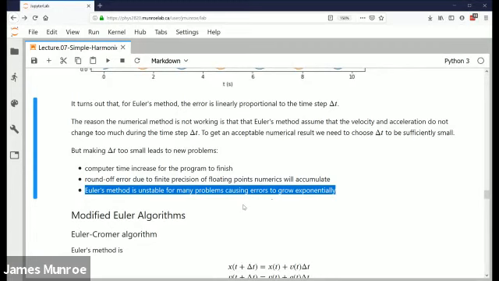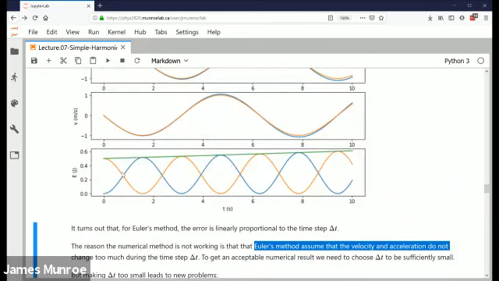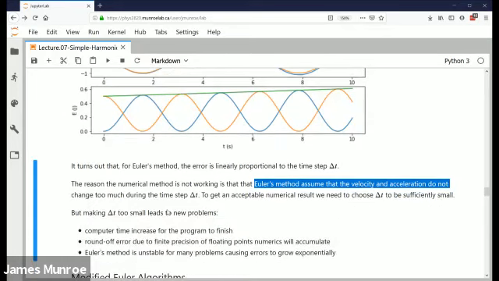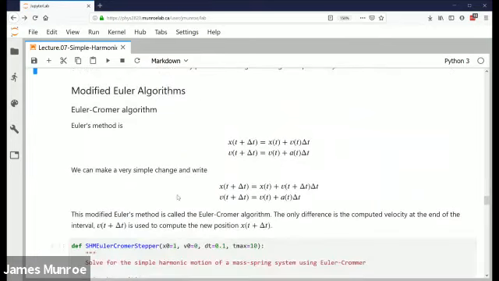Why the method is not working is the method is assuming that the velocity and acceleration are approximately constant during one time step. And of course, what happens is the velocity and the acceleration are always changing in an oscillator. And this is why Euler's method fails to work. Okay, we can make an improvement. We can change our model just a little bit and get a really different behavior in the numerics.